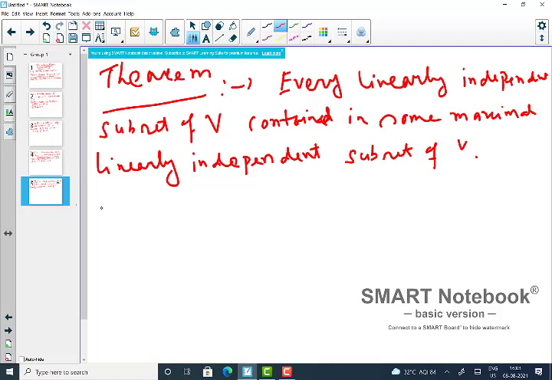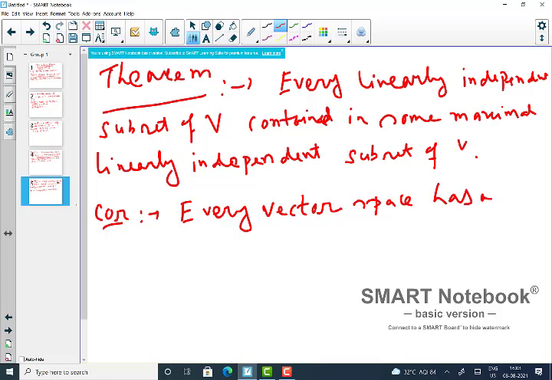So what is the corollary of this theorem? That every vector space has a basis. Because whatever you start with, a non-zero vector, that will be linearly independent, and then you can extend it. It will be inside some maximum linear subset, which you cannot extend any further, and that is nothing but the basis. So every vector space has a basis. That is the corollary. Now we have to prove the theorem, then we will be done.